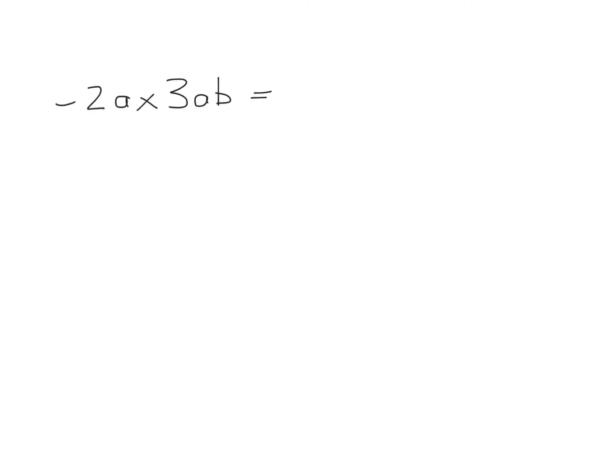Alright, why don't you give this one a go. Negative 2a multiplied by 3ab. Don't let the negative confuse you, and just do what we've done previously. Just multiply it all out. Give it a go, and put the video on pause. Come back when you're ready.